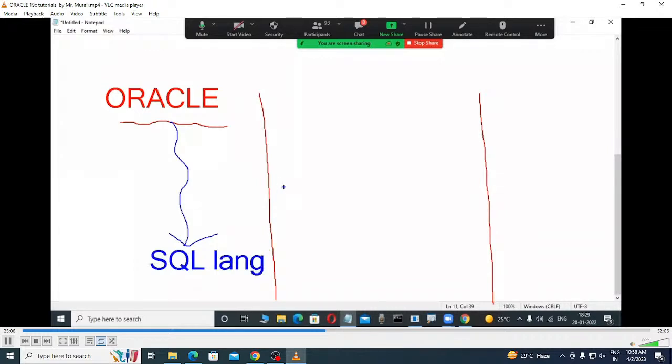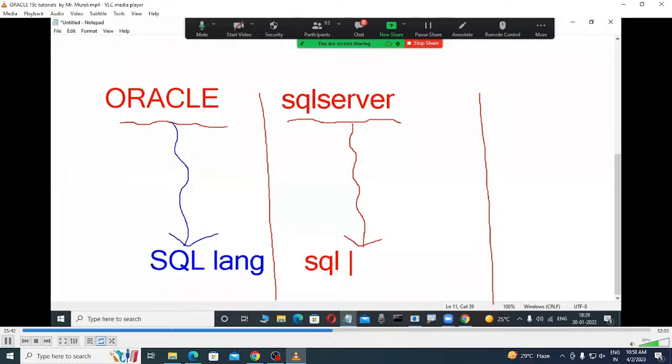Suppose in my company another project uses another relational database product, from Microsoft: SQL Server. Some employees are working on the SQL Server product. It is also a database product like Oracle, but to operate it they use one language only. SQL is the language.